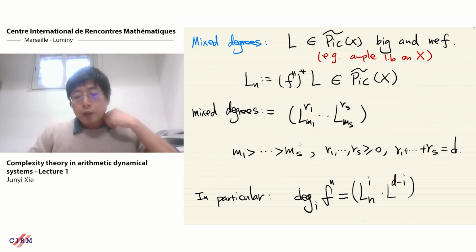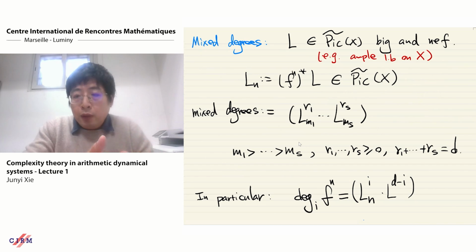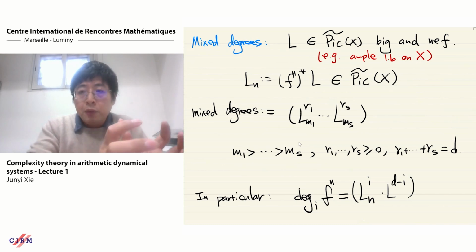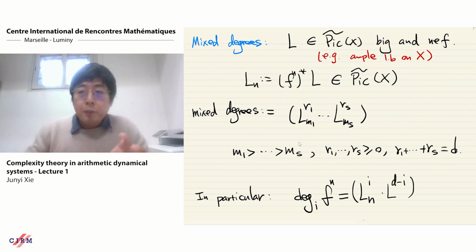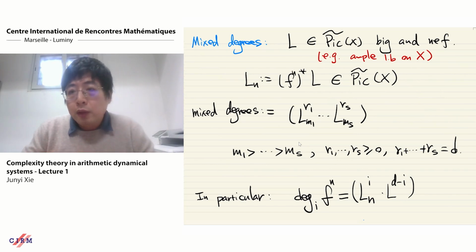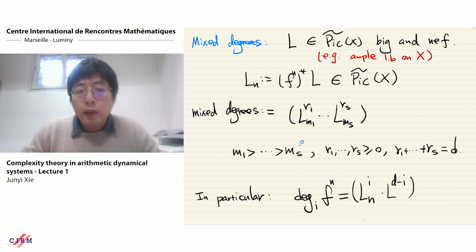Okay, so if you look at the definition of dynamical degree, you see that you do the intersection of the pullback of some ample line bundle L several times, and you do some self intersection, and then you intersect with some power of L until you get a number. So basically, you just have two terms, and I think it's very natural to have not two terms but many terms. Then you get the notion of mixed degree.